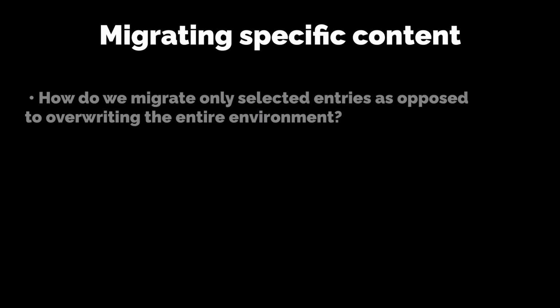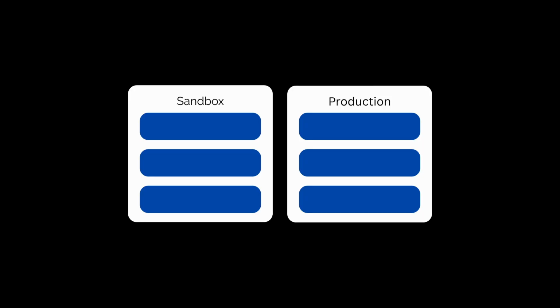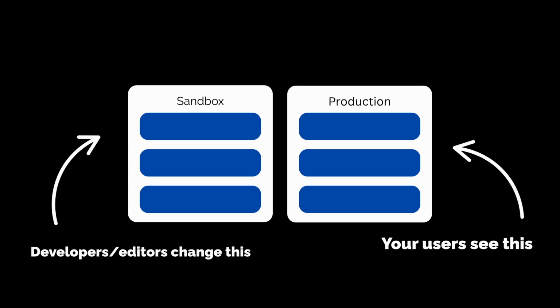Getting back to the guide, many times we want to import only specific entries and assets across environments as opposed to a complete overwrite. The general strategy for most companies is to have a sandbox and a production environment. The production environment is the content your end user sees on your site, and the sandbox environment is the content your developers and content editors make and preview changes in.